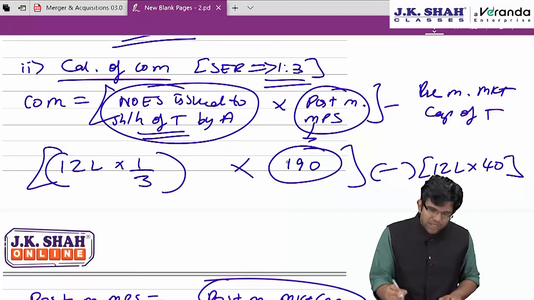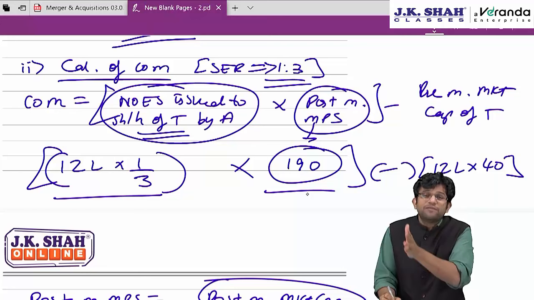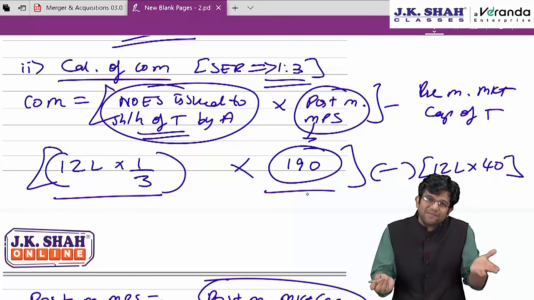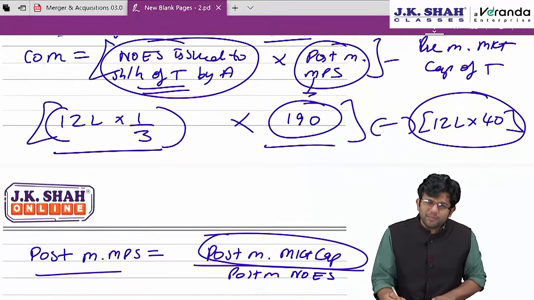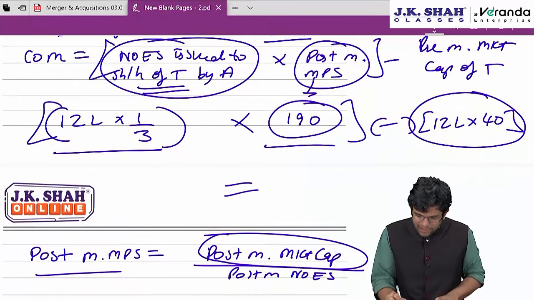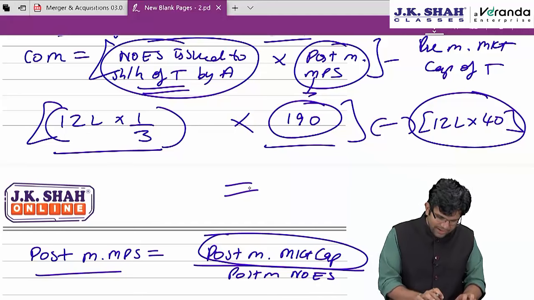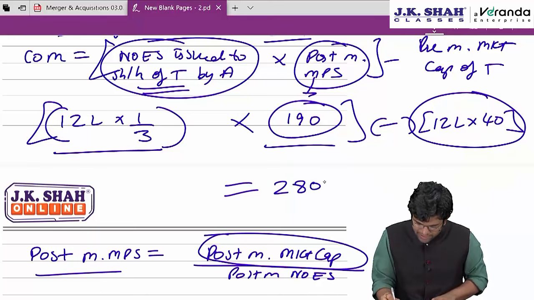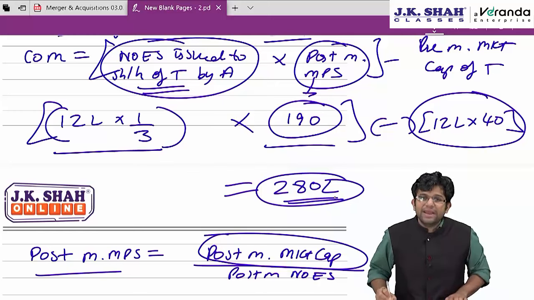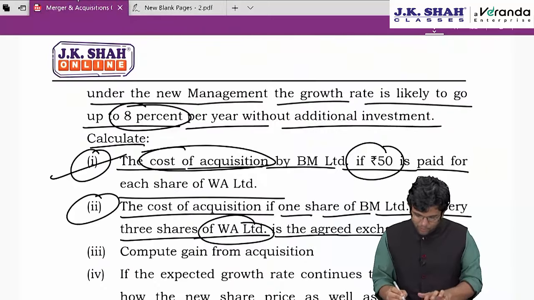So therefore, students, 4 lakh into 190 is what the shareholders of the target company are receiving as wealth by giving up 12 lakh into 40 worth pre-merger company of Target Limited. Let's see what is their cost of merger. 4 lakh into 190 M plus 12 lakh into 40 M minus MRC, I get the cost of merger as 80 lakhs. Everybody following? So with that we complete point number 2 also.